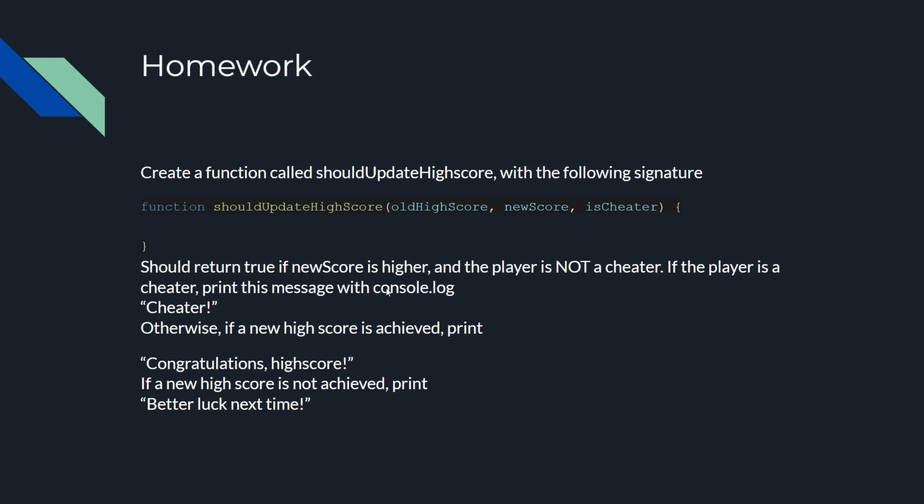If the player is a cheater, return false, because you don't want to update the high score, and you also want to print out cheater. So we point them out, so we know they're a cheater. If the player is not a cheater, however, this is where you compare their new score and the old high score. If the new score is better than the old high score, you say, okay, congratulations, got a new score, and you also need to return true for the function. If it's not higher than the high score, or if it's a tie, in which case you didn't really break the record, you just say better luck next time, and you return false.